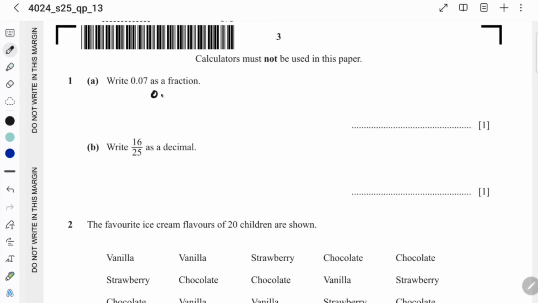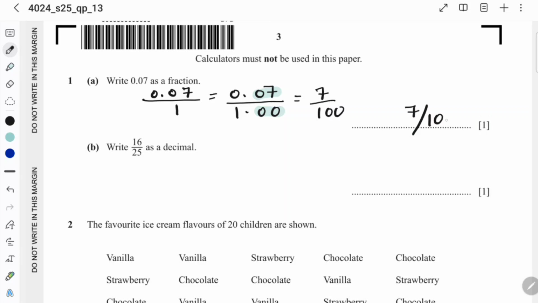So you know that 0.07 has a denominator of 1. I'm writing 0.07 divided by 1.00 to keep the same number of decimal places. This is two decimal places, so we can just remove the decimal, and it will simply be 7 over 100. That is in the form of a fraction. We cannot simplify because 7 is a prime number.